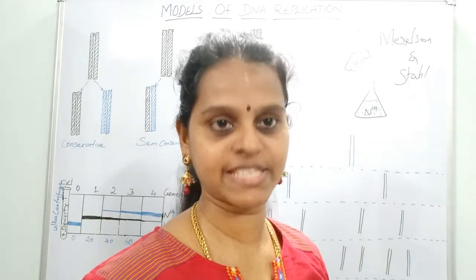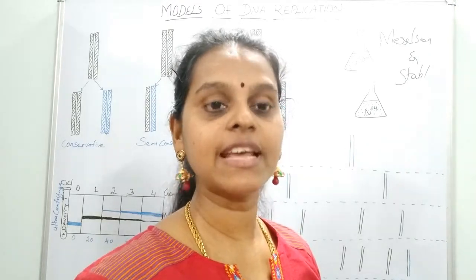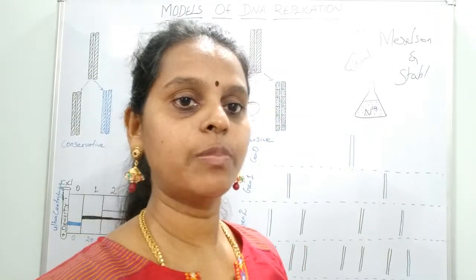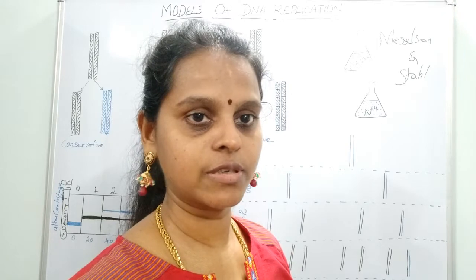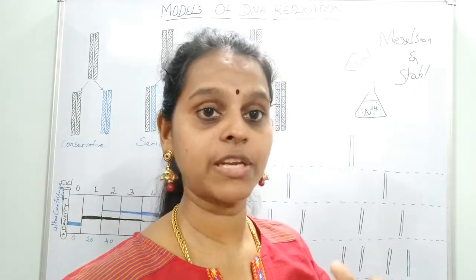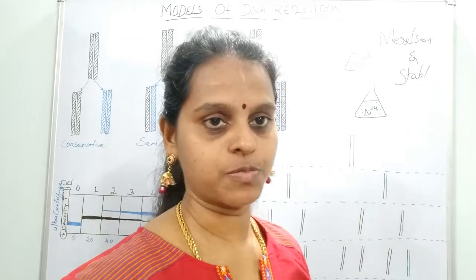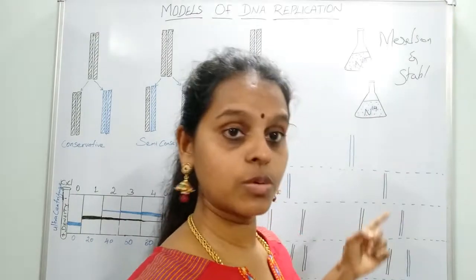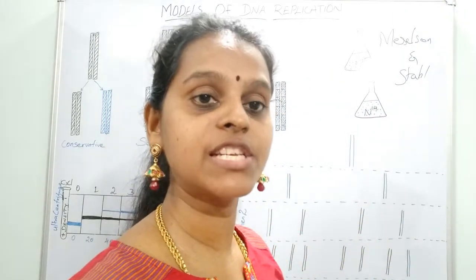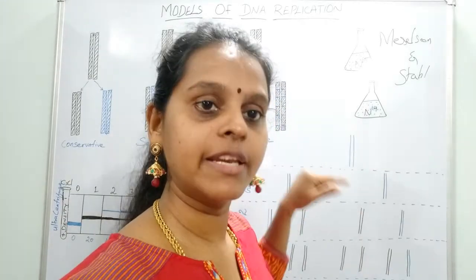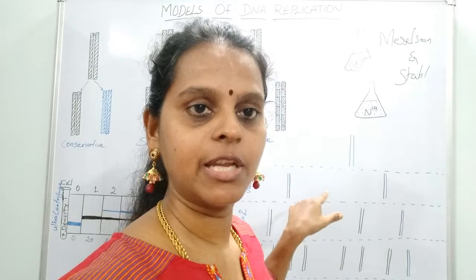Based on the density of the molecules, they get separated: the high density molecules will be present at the bottom of the tube, whereas the lighter molecules will be present at the top of the tube. So based on this density, the molecules will be separated. For that purpose, they cultivated the bacteria in N15, then in N14 nitrogen containing medium.